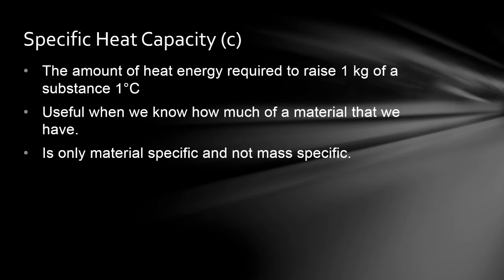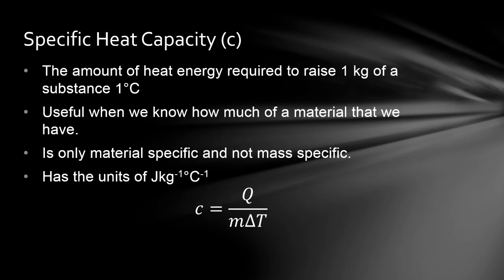So the specific heat capacity for 1 kilogram of copper is the same as the specific heat capacity for 10 kilograms of copper. It has the units of joules per kilogram degree Celsius and is given by the equation: the specific heat capacity equals the amount of heat energy added divided by the mass divided by the change in temperature.